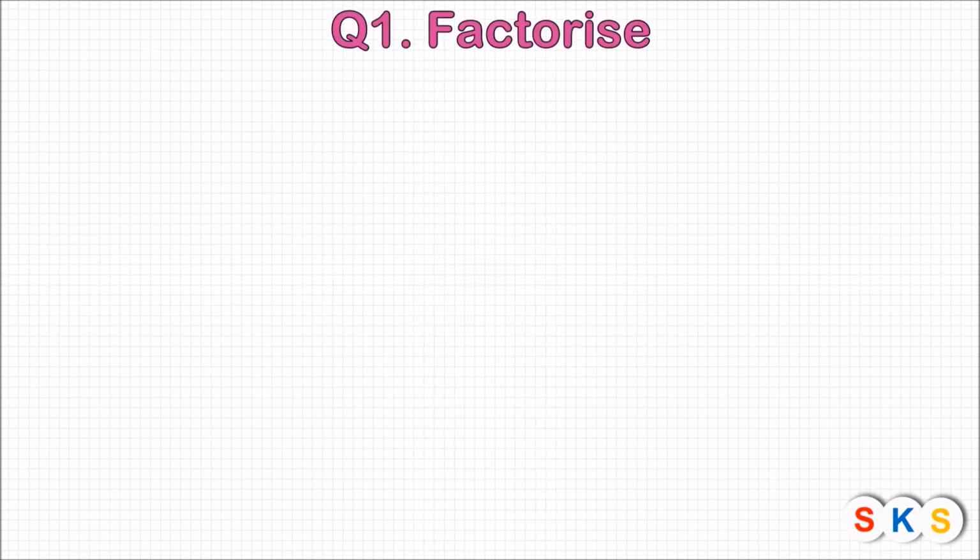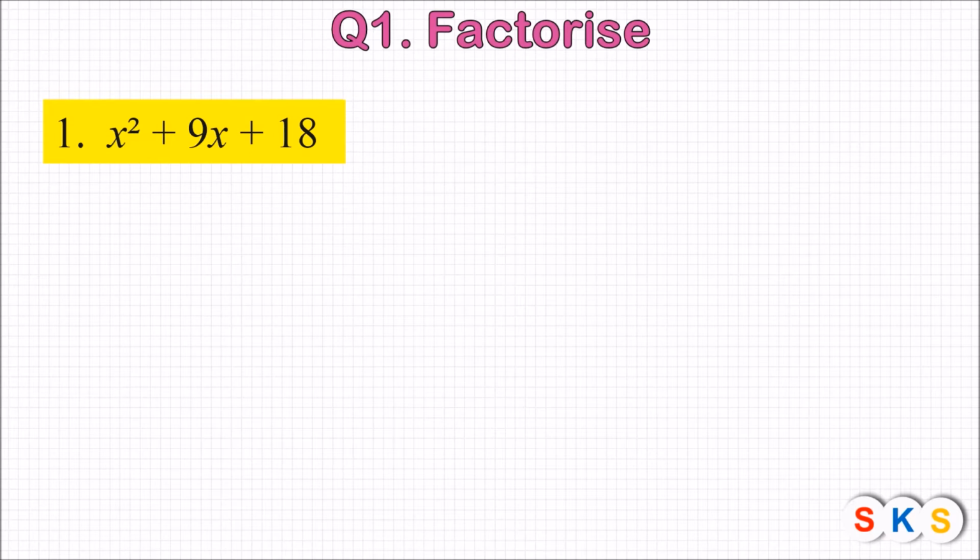Question number 1, factorize. In that we have the first question, x square plus 9x plus 18. Look at the third term. What is the third term over here? It's 18, right? Plus 18. Now what we will do, we will find two numbers such that when you multiply those two numbers, you should get plus 18, and when you add those two numbers, you should get plus 9.